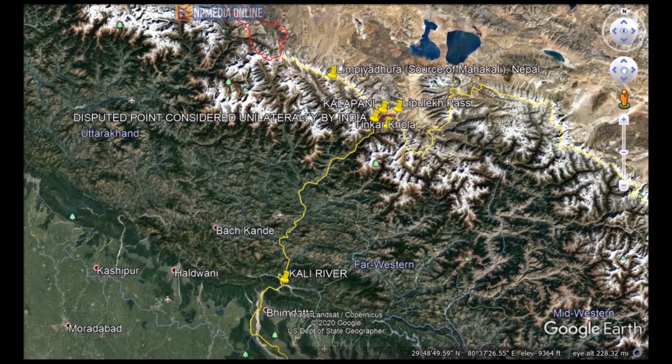This was the short introduction of the main places concerned in this case study. Just remember those places. Now, let's see those places in more detail. Let's start with the Kali River.